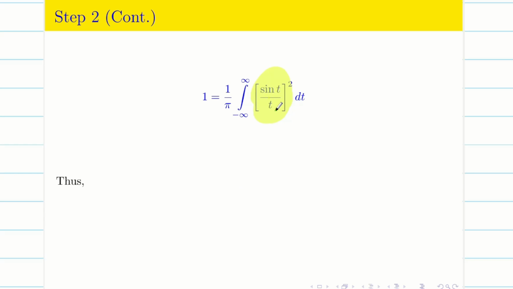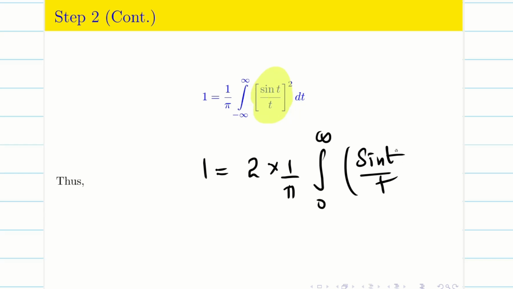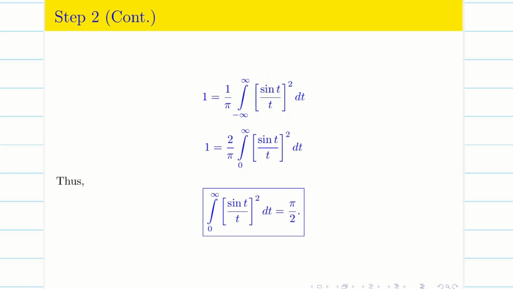Next, the sine t by t whole square is again an even function. So using the property, I can write this as 2 times 1 by pi, 0 to infinity, sine t by t whole square dt. Now taking this 2 by pi to the other side, I will achieve the deduction.